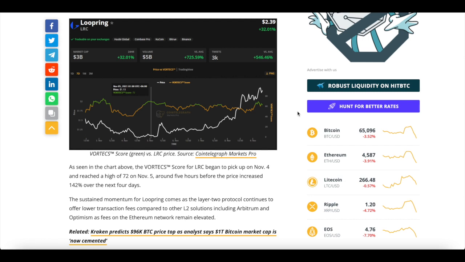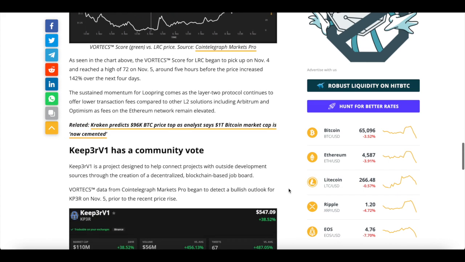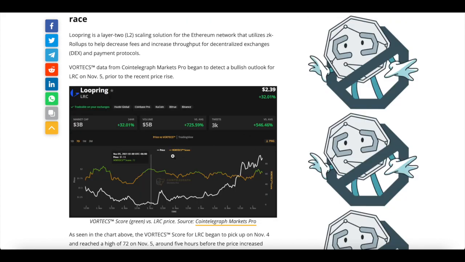The Vortex score for LRC began to pick up on November the 4th and reached a high of 72 on November the 5th, around 5 hours before the price increased by 142% over the next 4 days. This is Loopring that we're talking about. Absolutely incredible. Now, the sustained momentum for Loopring came as the Layer 2 protocol continues to offer lower transaction fees compared to other Layer 2 solutions, including Arbitrum and Optimism, as fees on the Ethereum network remain elevated. So obviously this is good to see for a lot of reasons.